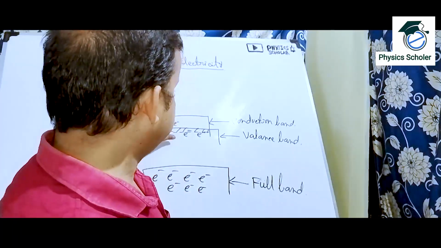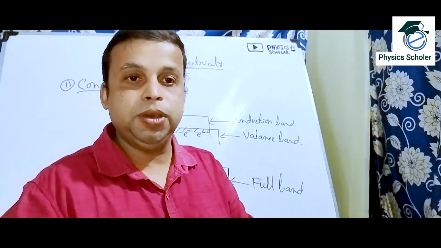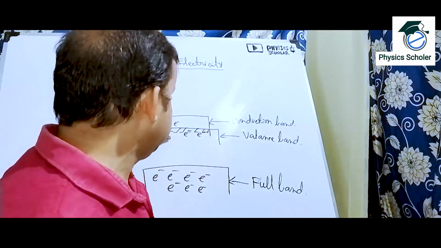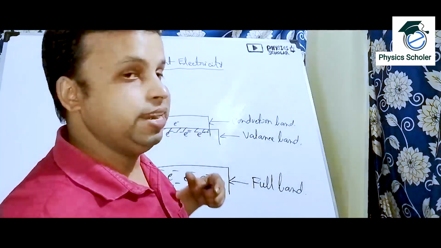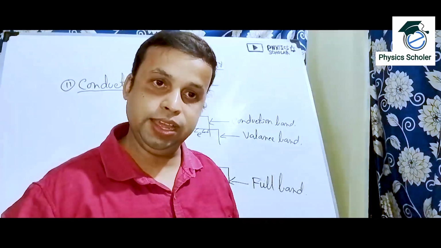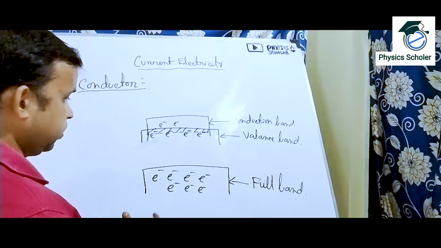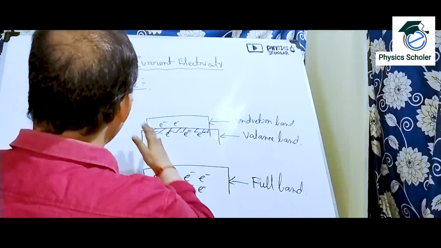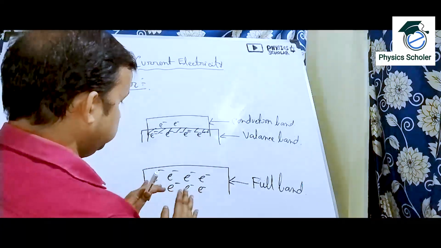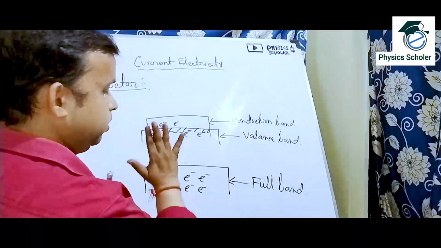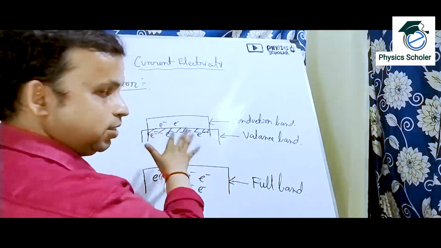Okay, that means in normal condition, a number of free electrons are available. So these electrons are responsible for carrying current through a conductor. Clear? So that means what? I am explaining once again. In case of the conductor, the full band is full of electrons. We don't have to think about them because they are useless for us now.